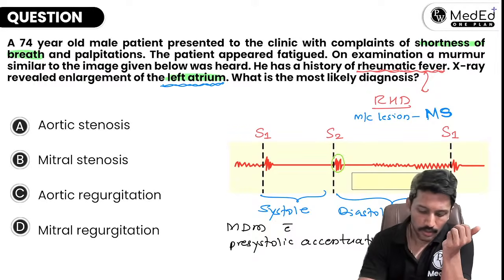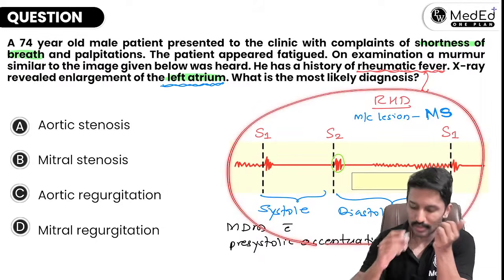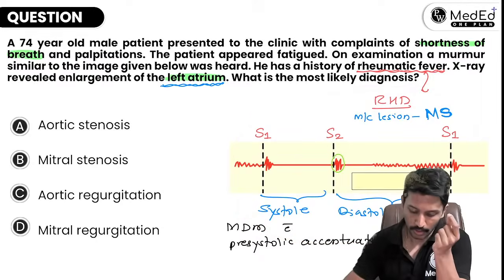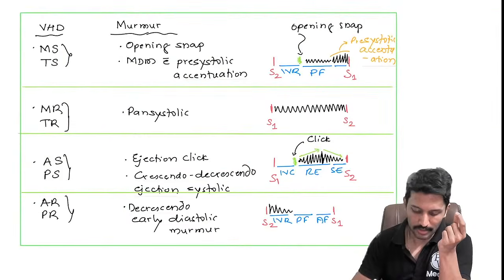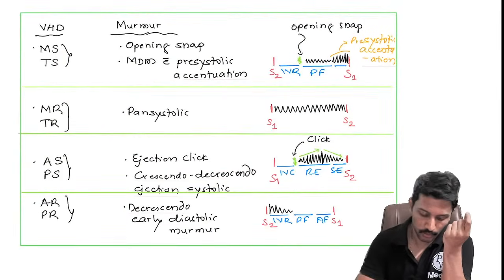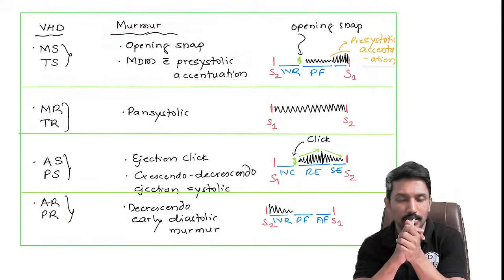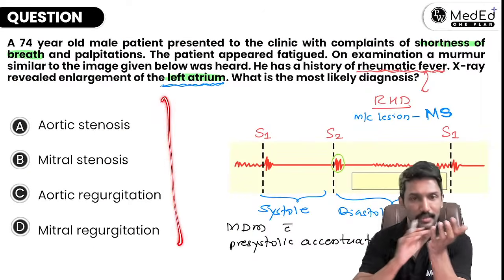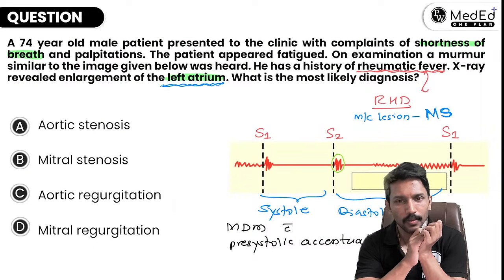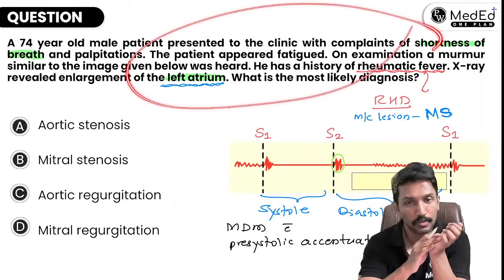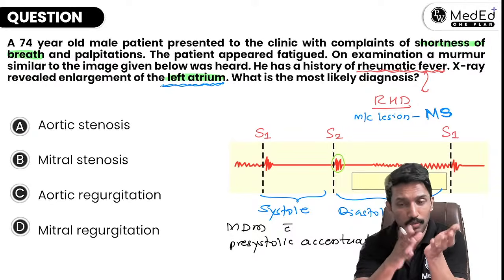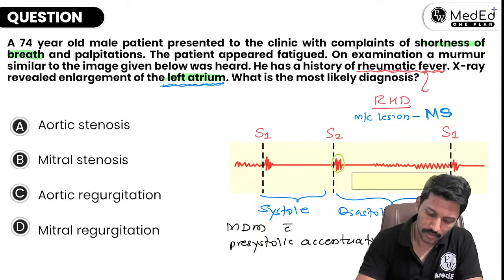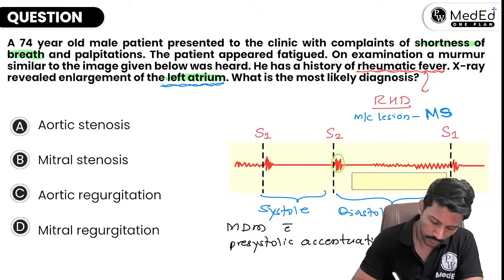Second, we get to see the murmur. What is the murmur here? It is a mid-diastolic murmur. So if I have an idea about this table, that a mid-diastolic murmur is encountered in MS and TS, I'm sorted. In the options, TS is not there. And even if TS was an option, from the symptoms, TS is ruled out, as the symptoms are pointing towards left heart disease. So I will directly conclude it as mitral stenosis.